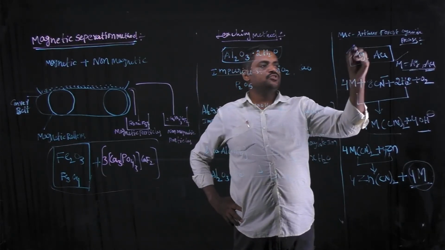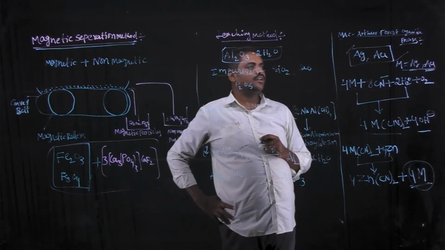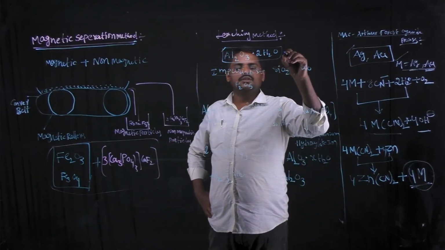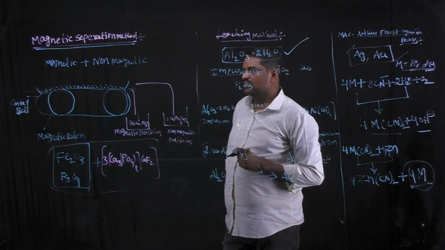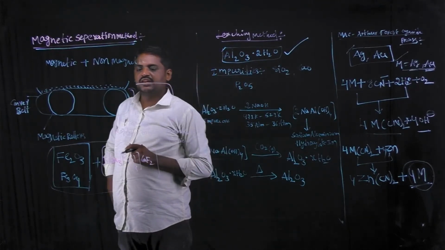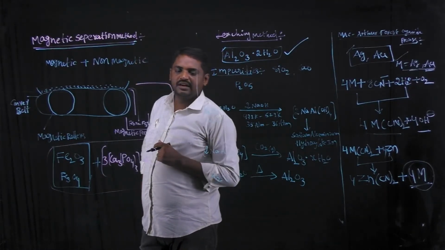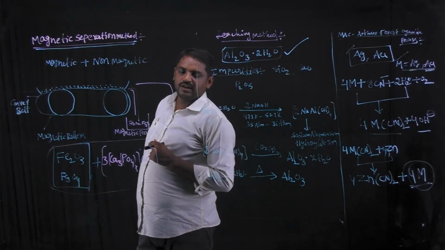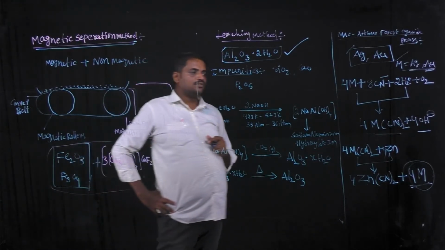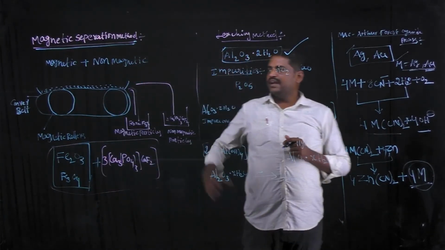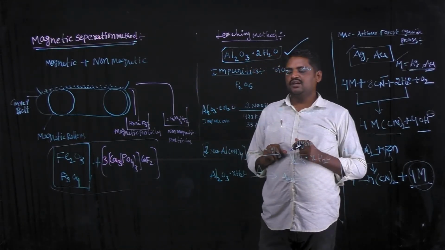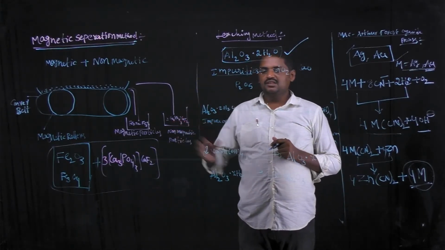So this method is used only to concentrate silver and gold. The leaching method is only for concentrating aluminum related ores. The magnetic separation method is only for concentrating magnetically interacting particles. Once again, the main points of these methods. First, the magnetic separation method: this method is only for concentrating magnetically interacting particles.